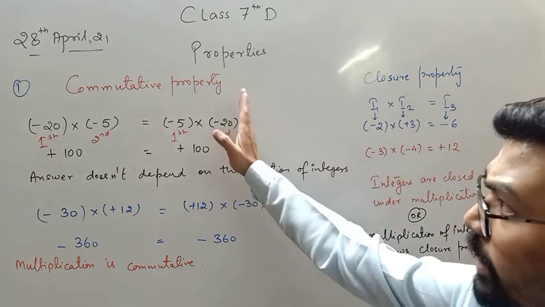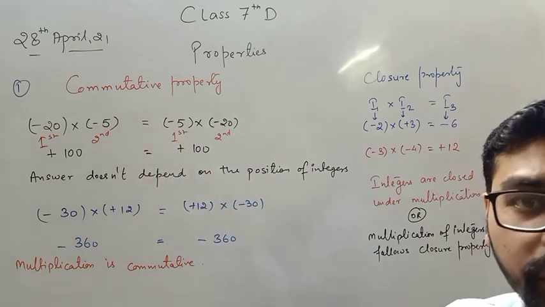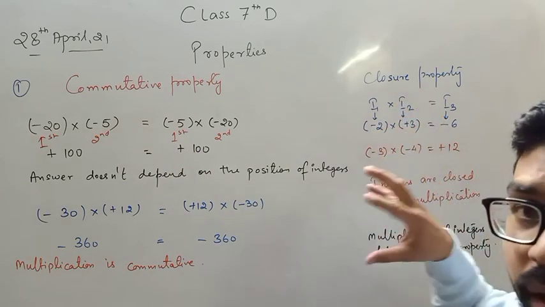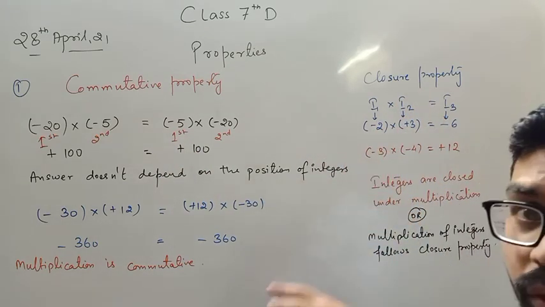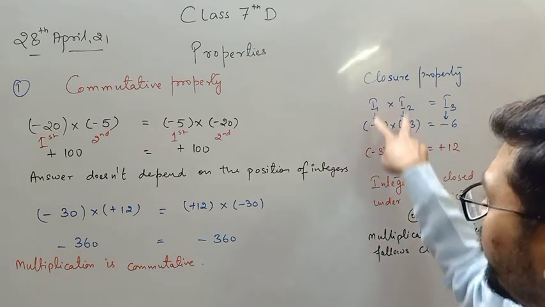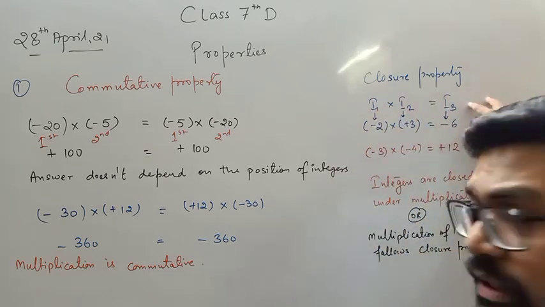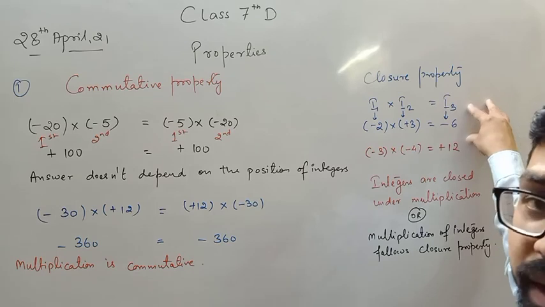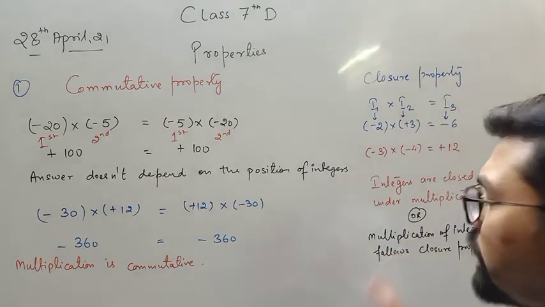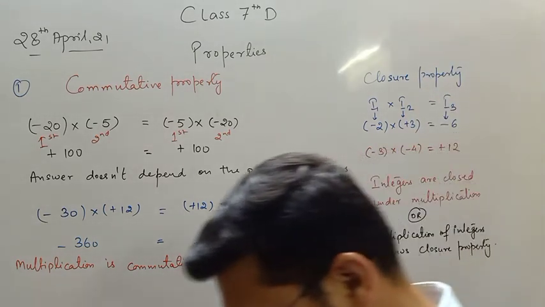So commutative property is related to the position, and the base of closure property is if I have an integer in the LHS, then in RHS I also have an integer. Then only I can say that integers are closed under multiplication. Please note it down fast.